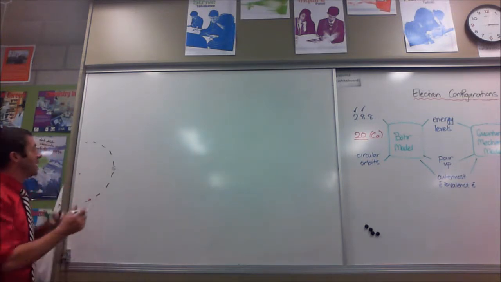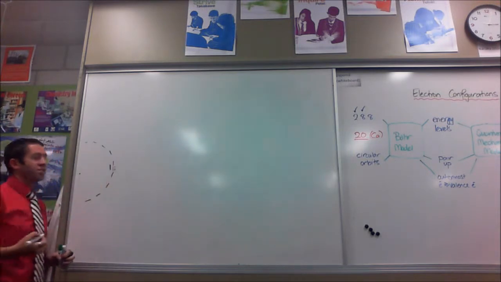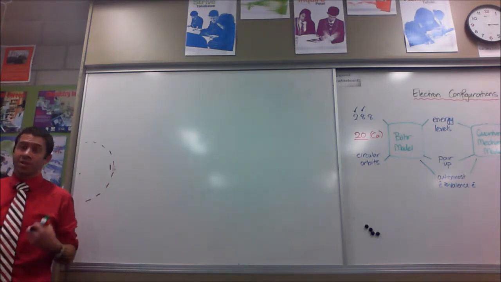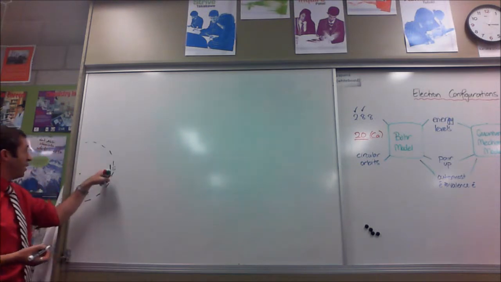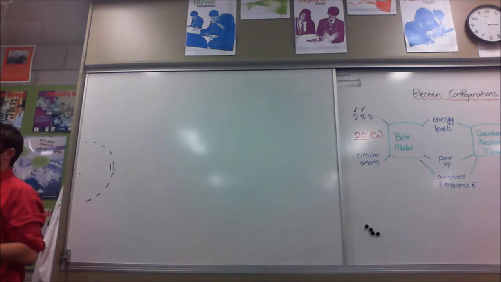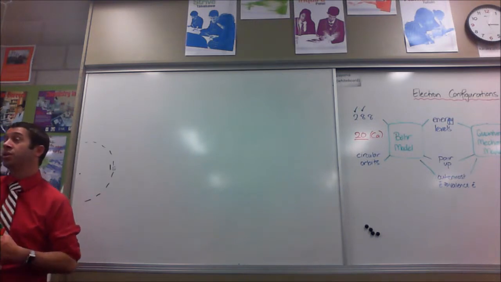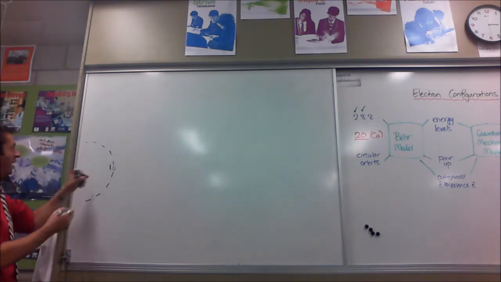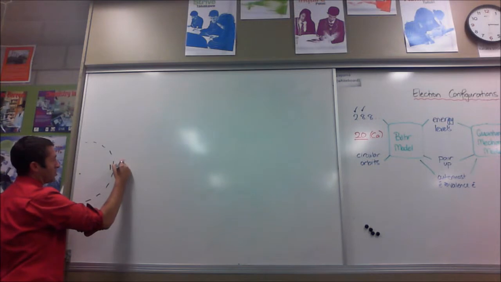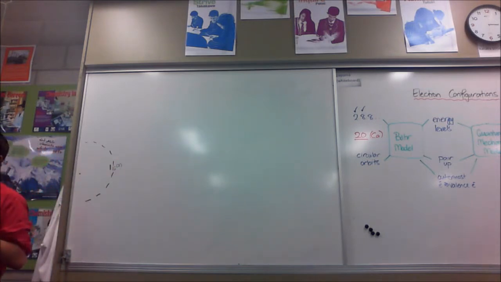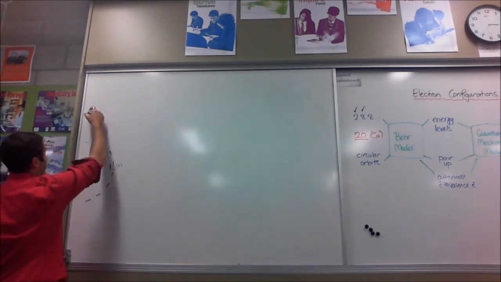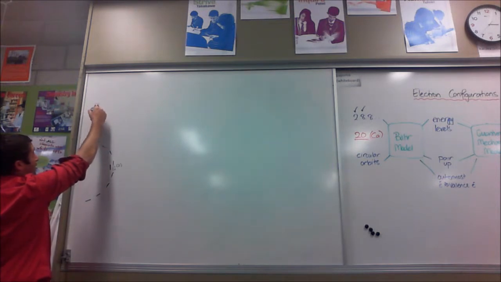But these ones have the quantum value of 1, so they're first energy level. They are in a spherical orbit, which is what the S stands for. I'm not going to say what P and D mean because I've forgotten, to be honest. And it can take a maximum of 2 electrons. I'll just put those in brackets for now. It can take 2.